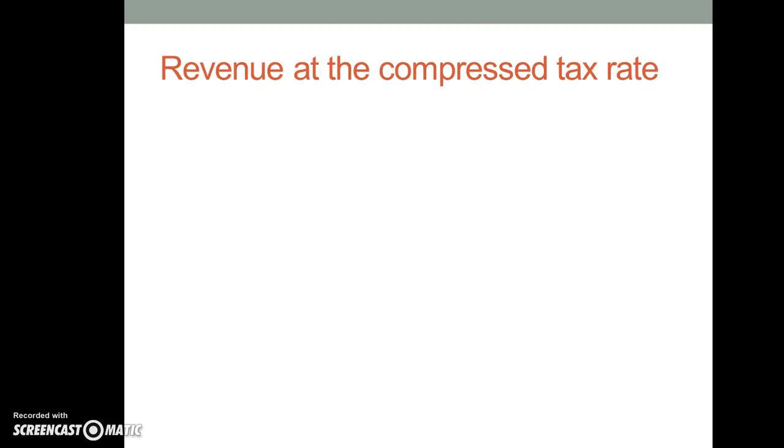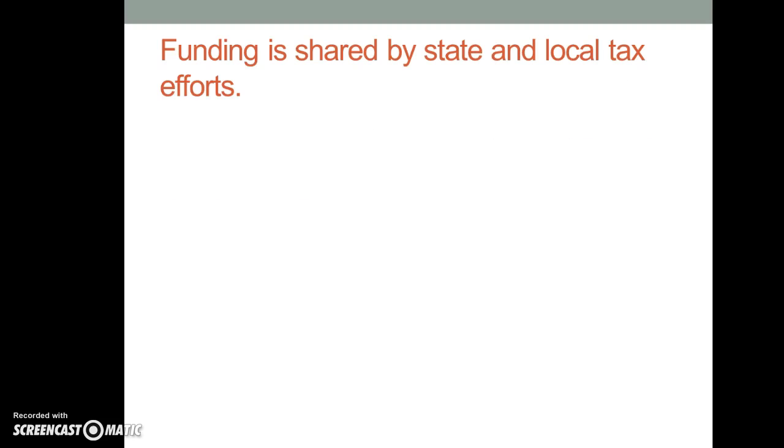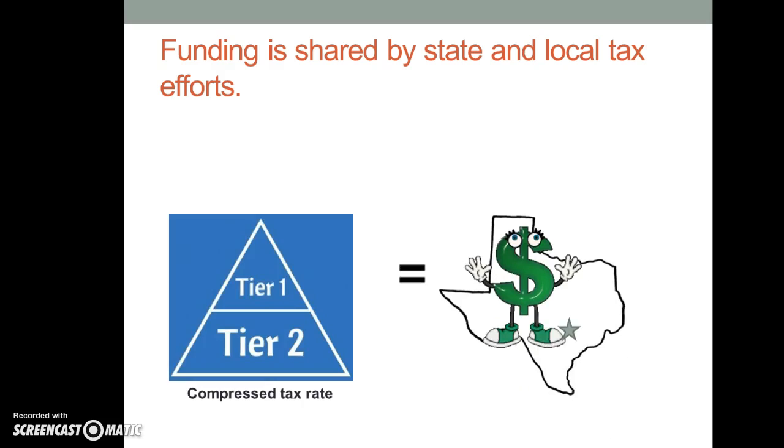Revenue at the compressed tax rate is the third component. Schools are guaranteed a set amount per student in weighted average daily attendance to make up for reduction in local maintenance and operations tax rates from rates adopted in 2005. Funding is shared by state and local tax efforts. Tier 1, Tier 2, and compressed tax rate altogether equal state and local funding.